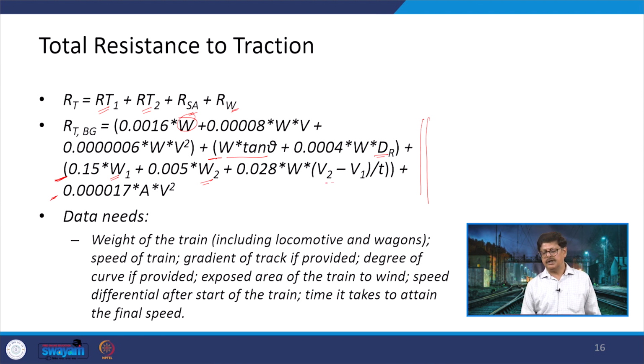We also require to know what is the speed from where the train started accelerating at a higher rate, and what is the final speed which is achieved and how much time it has taken. So, that is the data which will be required again. And finally, if we are interested to look at the effect of the wind and the wind is blowing, in that case this cross sectional area will also be another data which should be available to us.